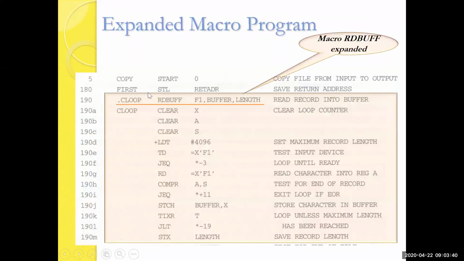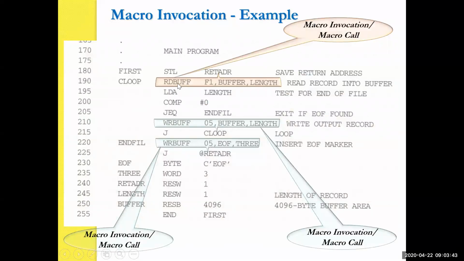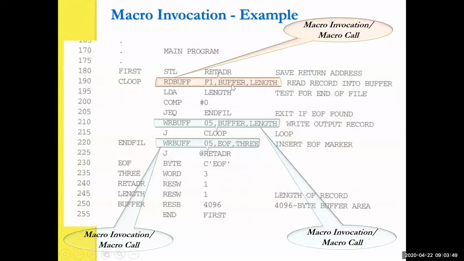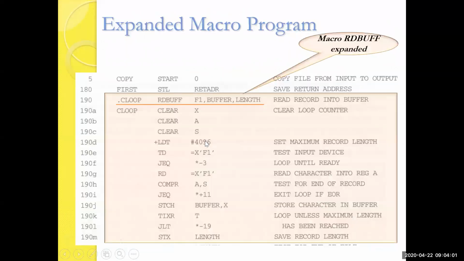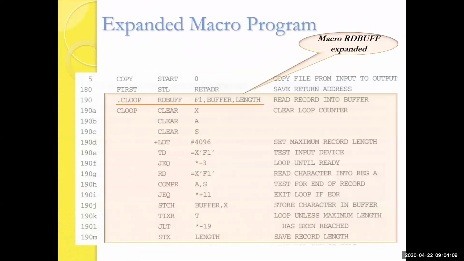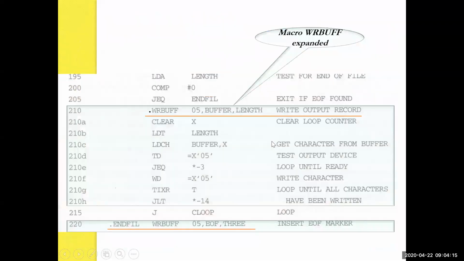Starting from here, all lines are expanded. Whenever there is a macro call, this will be replaced with the statements that form the body of the macro. And while this is done, all parameters will be replaced with the corresponding arguments. So this has to be done for every macro invocation statement. You may see that in this source program, we have 3 macro invocations which are shown in rectangles, and the expansion is shown here in the rectangular boxes. And they have been color coded. RDBUFF is color coded with a kind of orange box, and WRBUFF has been subsequently shown at 2 locations with a blue rectangular box, as you see here.